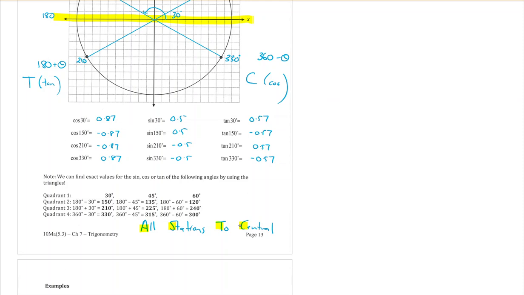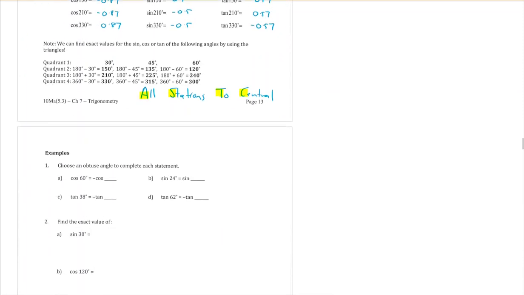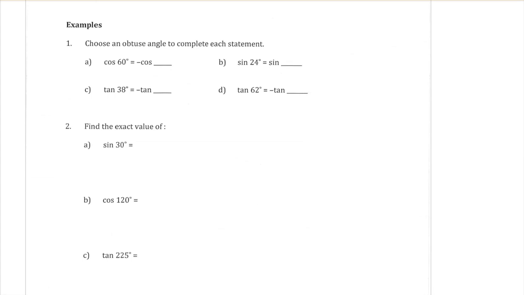All right, finally, we get to the examples of what you need to do with all of this information. So example number 1, choose an obtuse angle. So we're only dealing with that second quadrant. Choose an obtuse angle to complete each statement. Cos of 60, cos in the second quadrant is going to be negative, right? Only sine is positive in that second quadrant. So cos is negative, hence why there's a negative sign in there. But what would the obtuse angle be to put it into that second quadrant? Yes, if this is 60, remember the 180 minus theta stuff that I wrote all over that diagram? 180 minus 60 is 120 degrees. Okay, so it would be negative 120 degrees because it's in that second quadrant.